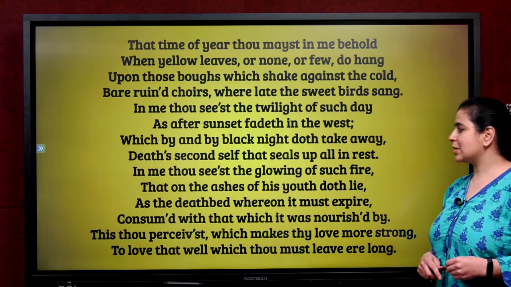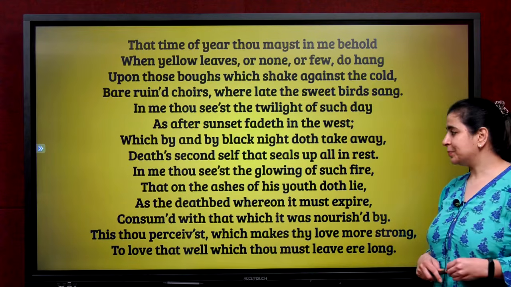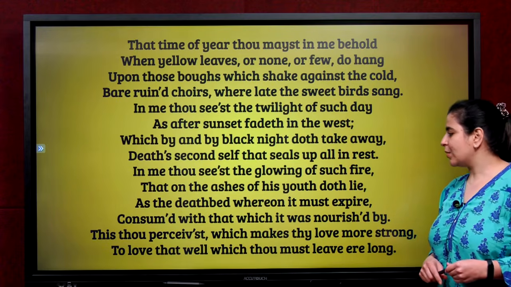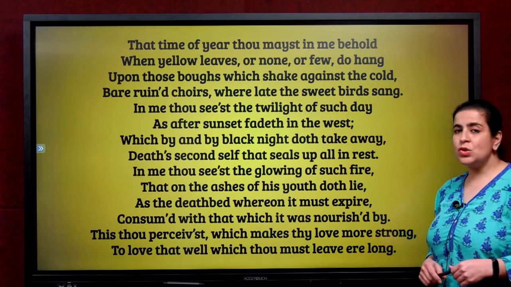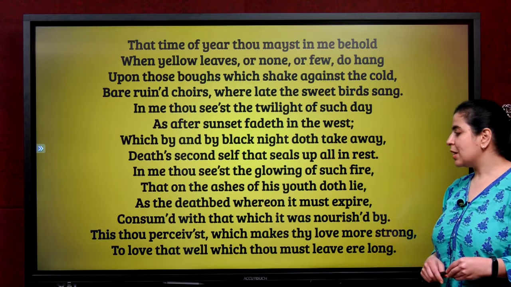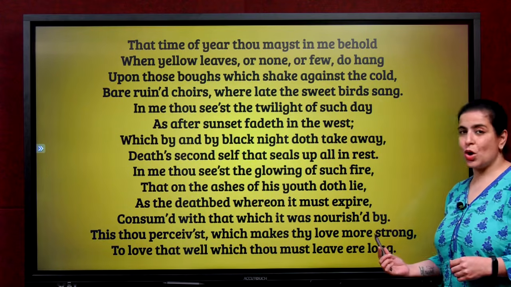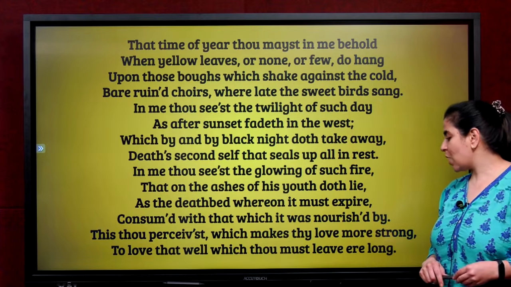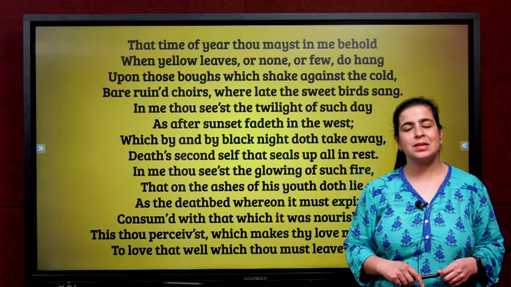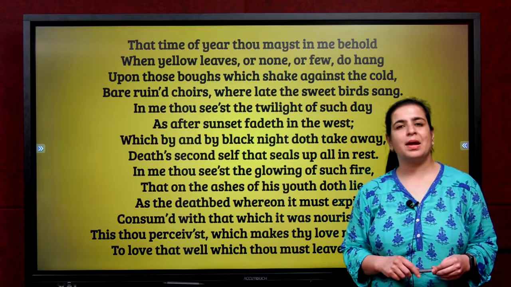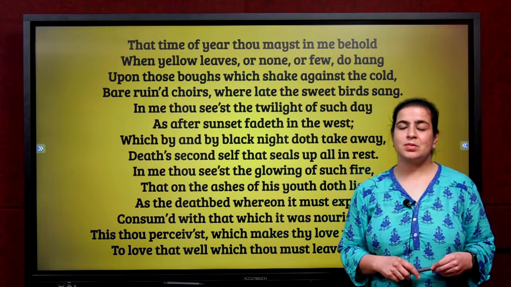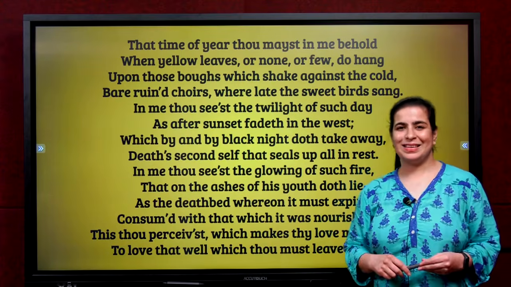In me thou seest the glowing of such fire, that on the ashes of his youth doth lie, as the deathbed whereon it must expire. Consumed with that which it was nourished by, this thou perceivest, which makes thy love more strong, to love that well which thou must leave ere long. In this particular poem, he tells the reader that now that my end is here, I think you should start loving me more. And how he uses metaphors for every action, let's find out.